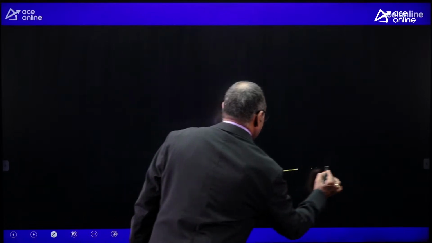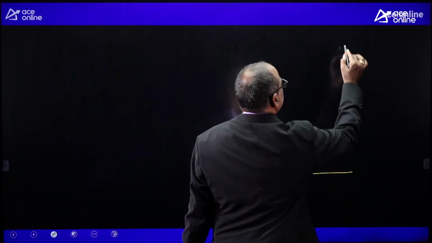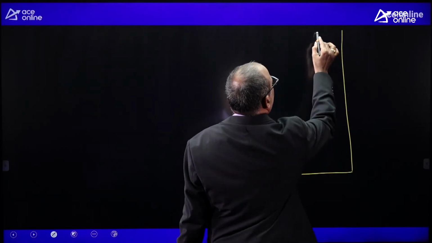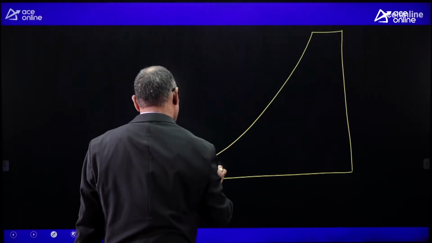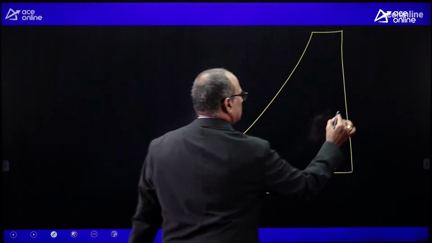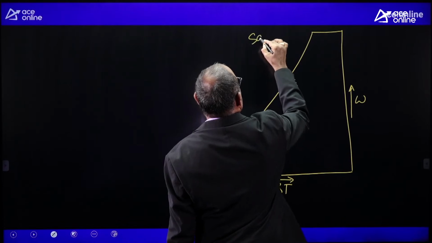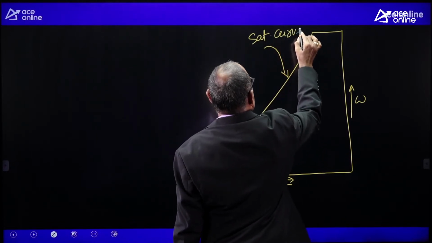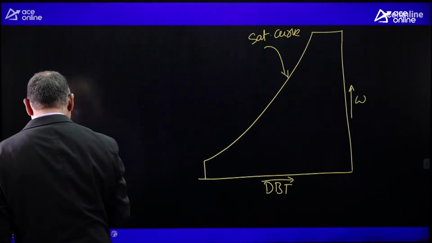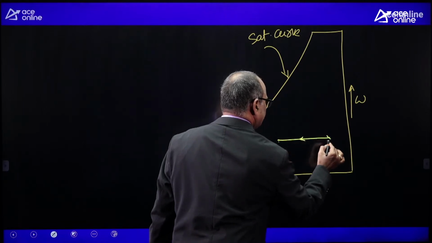Okay? The cooling and humidification with psychrometric chart. Let us mark the cooling and humidification with psychrometric chart. This is the dry bulb temperature, specific humidity, this is the saturation curve. Cooling means sensible cooling only. Let me mark separately. This is the representation of sensible cooling.